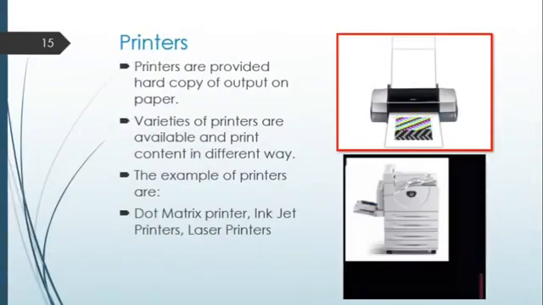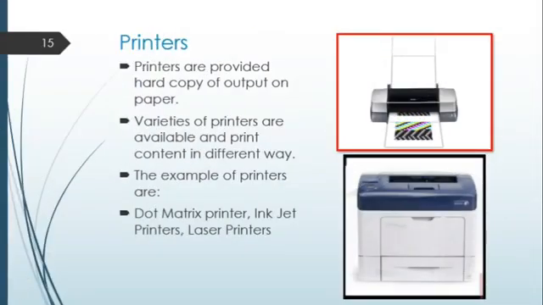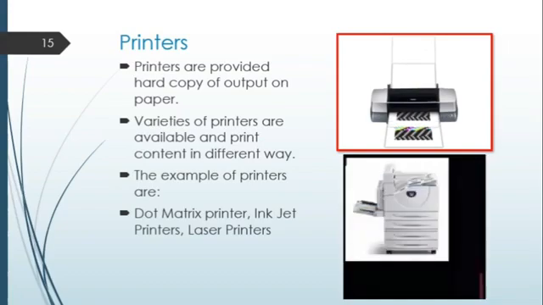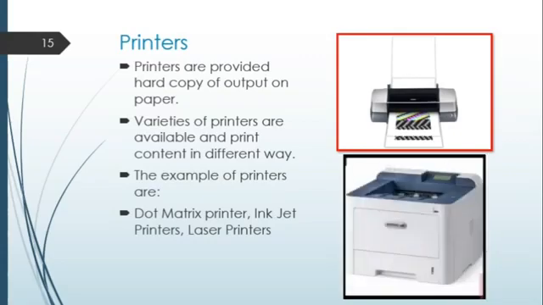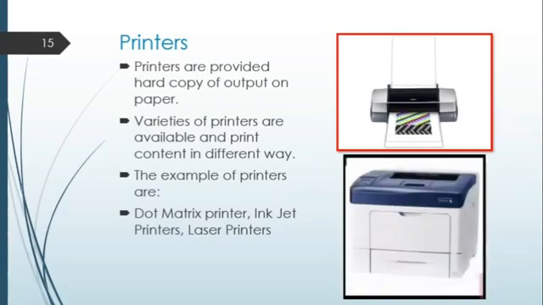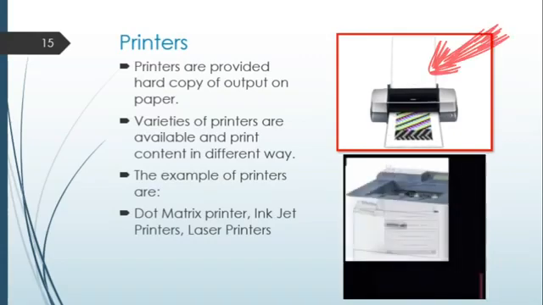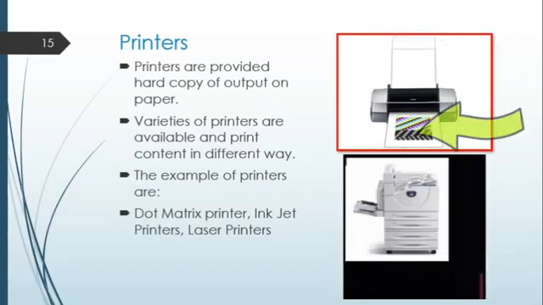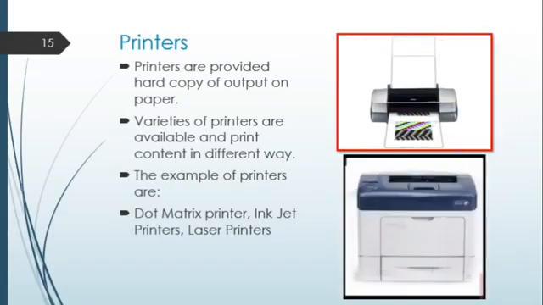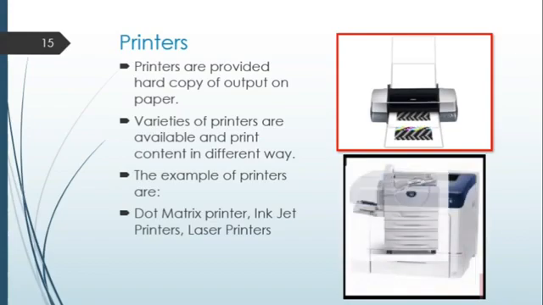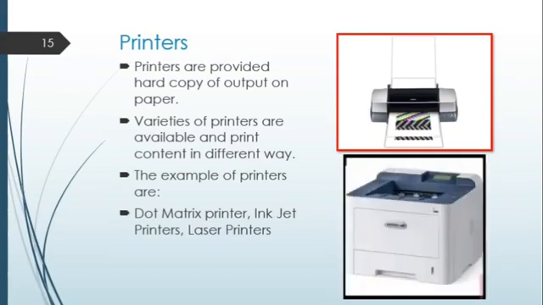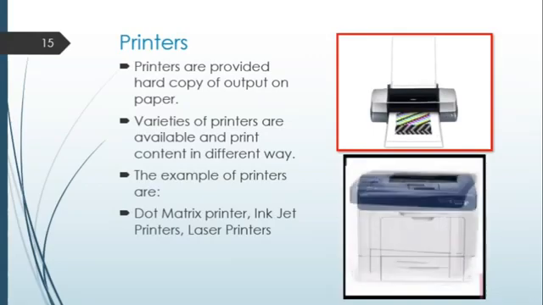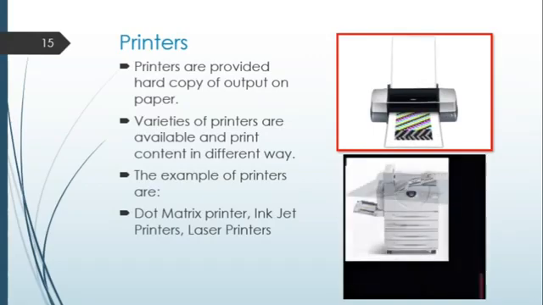Now the next one is printers, another output device mainly used for giving output. Printers provide a hard copy of the output on paper. You are watching on the screen, here we put the paper and it prints by the command given from the computer, as the soft copy appears on the screen. A variety of printers are available and they print content in different ways.